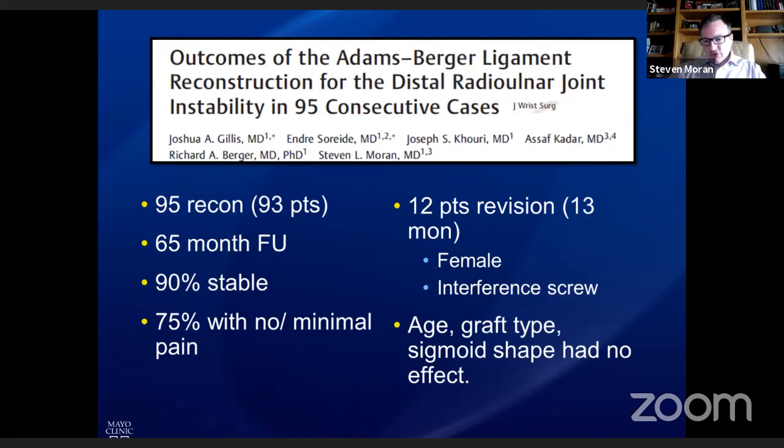And I think that several studies have shown that it can be difficult to judge your tensioning with an interference screw. And so while we did try that for a period of time, we've since gone away from it, and we simply use a suture anchor now at the ulnar metaphysis. Age, graft type, that being autograft or allograft, the shape of the sigmoid, so whether it was hypoplastic or not, had no effect on long-term stability or outcome.